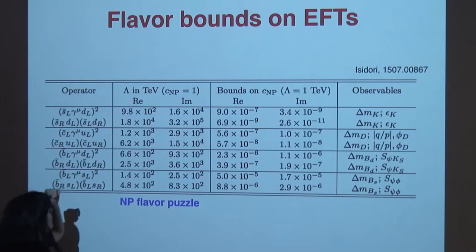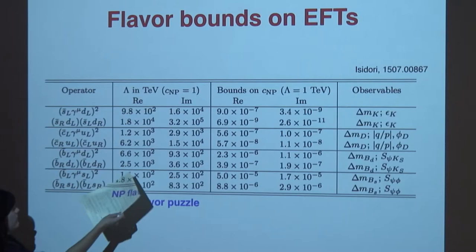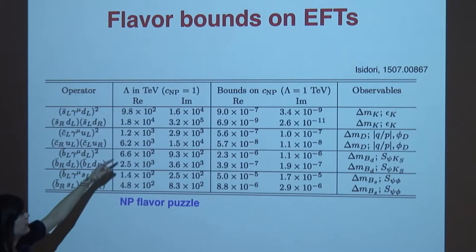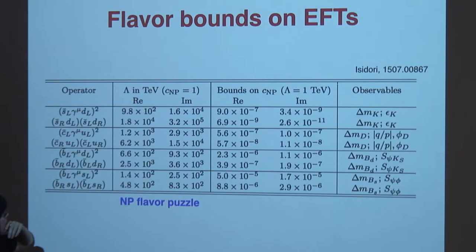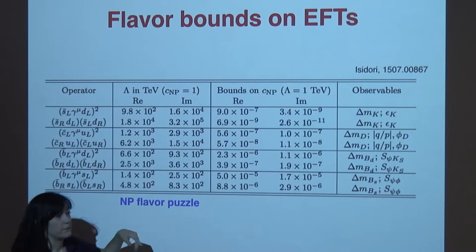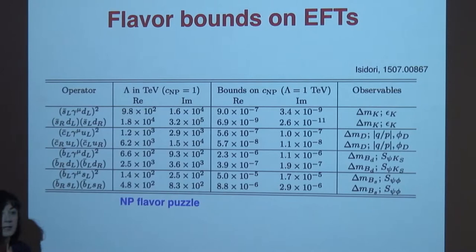Now, let's look a little bit at these numbers. First of all, you see that each of these numbers is at least 100 TeV or even higher, even 1,000 TeV. So in general, we are probing high scales, as we already mentioned. Generically, as we would expect, if you write down Wilson coefficients that are complex, so here you see an imaginary part, the bounds are getting even stronger because we also have the measurements of the CP violating phase in the mixing. So you see here that the bounds are even stronger.